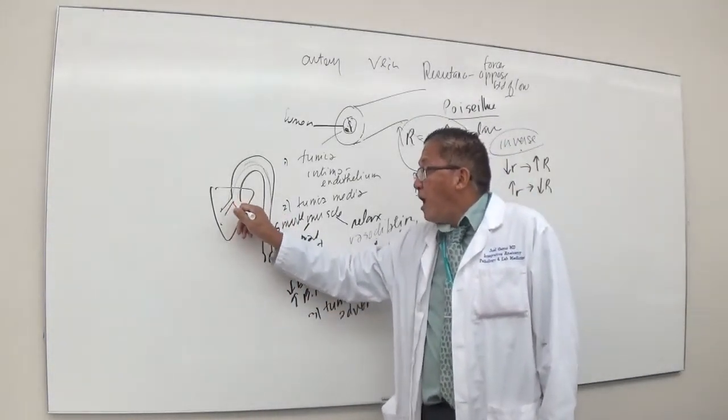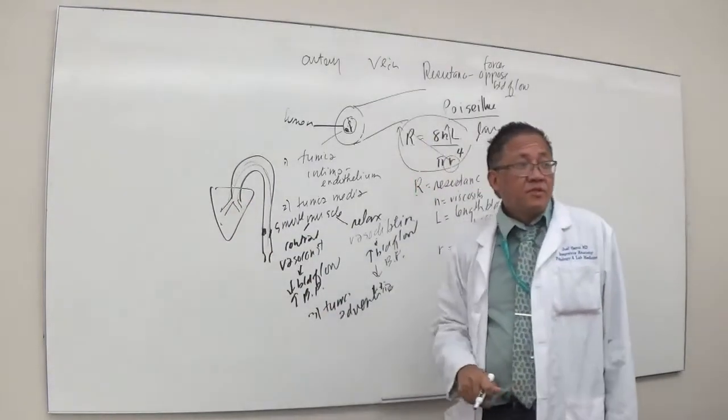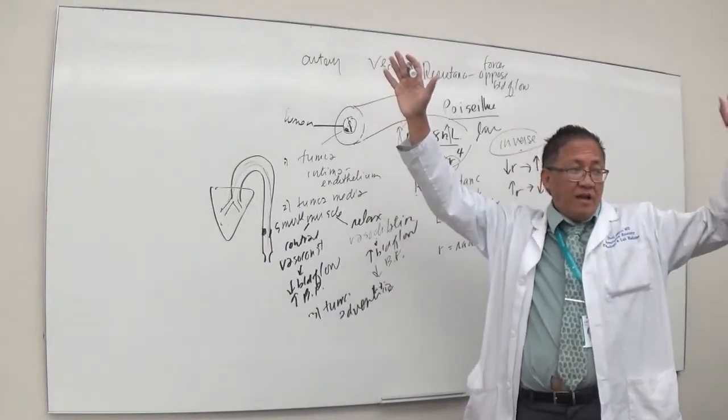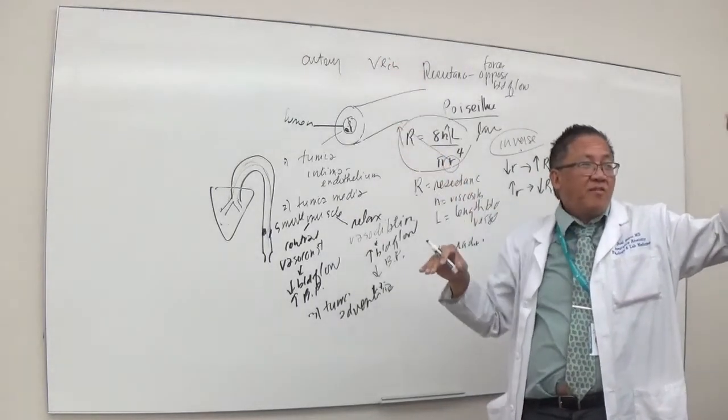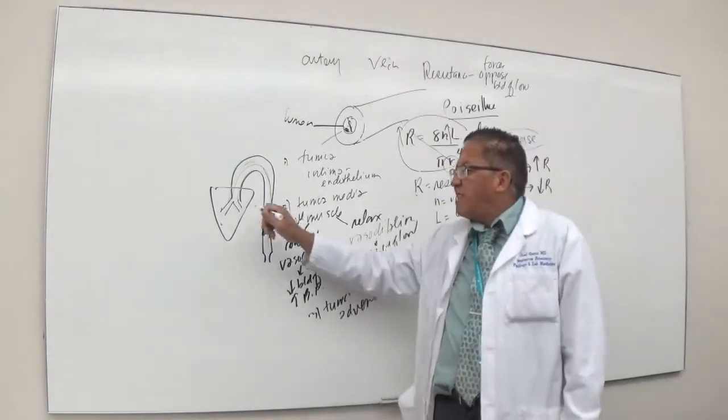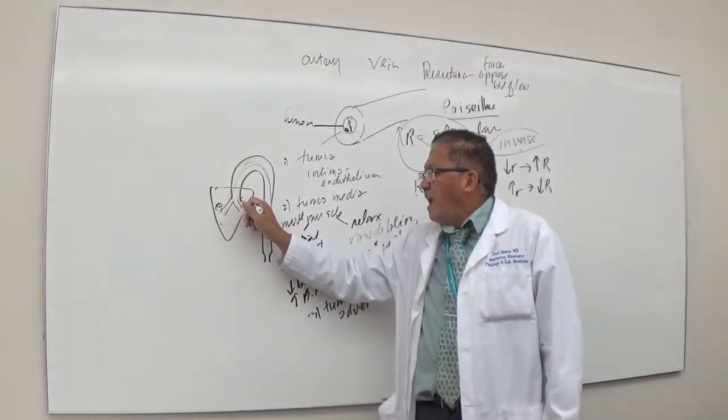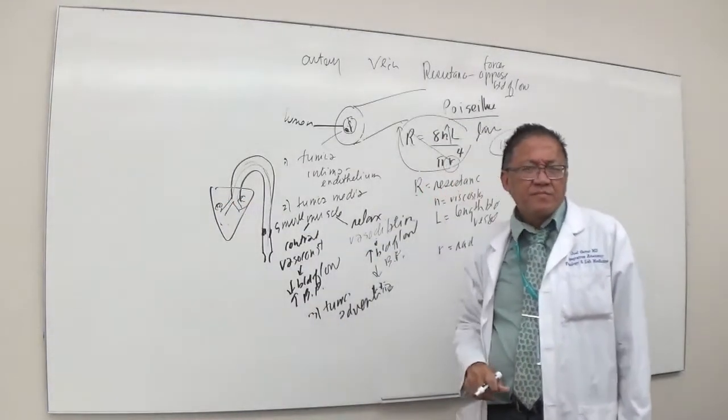Coronary. How many do you have? Two, just like your hands. I have two hands, the left and the right. What do you call those coronaries? Right and left coronary artery, right? Right and left with all their branches.